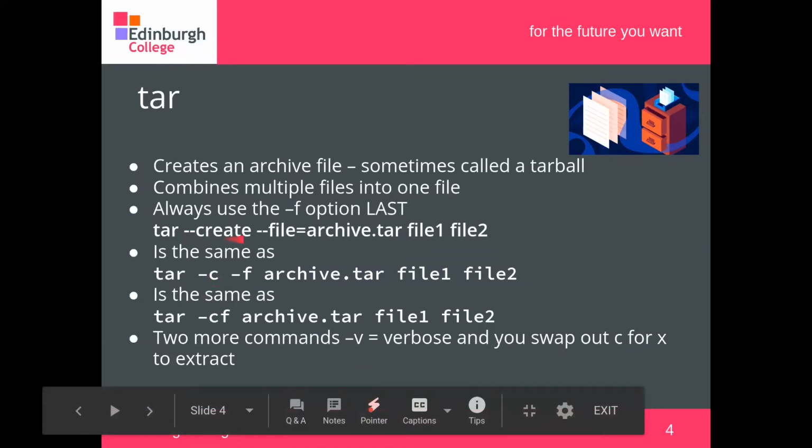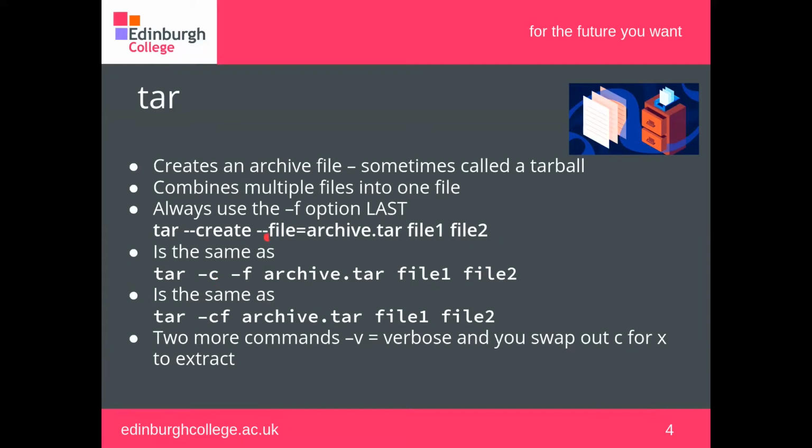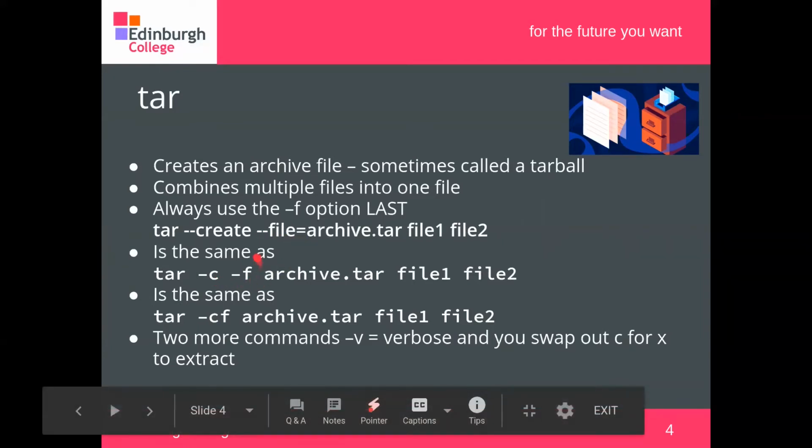There's actual shorthand for this, so we don't have to do --create, we can just do -c, and we don't have to say --file=, we can just do -f, the name of the tar file, and the two files that are being sent into the archive.tar. And even better, we can join these two together, and we can just do tar -cf archive.tar and the files that we want to go into the tar archive.